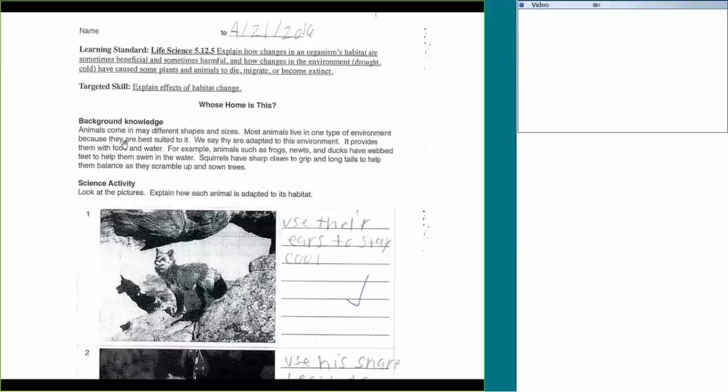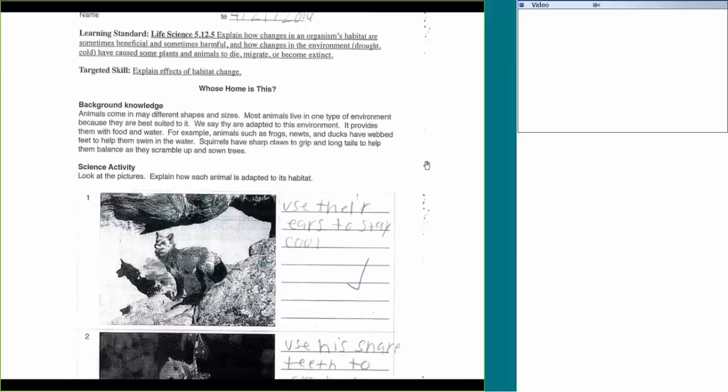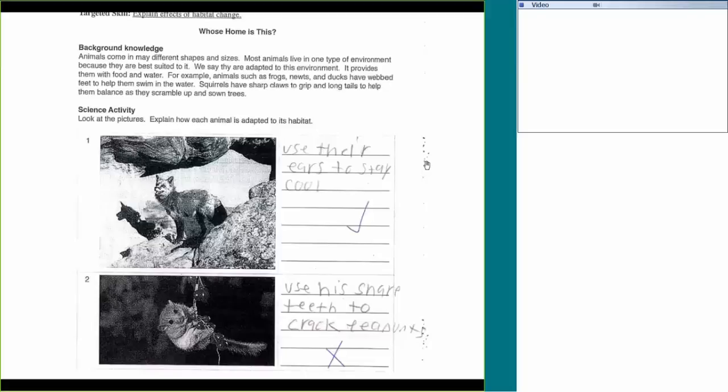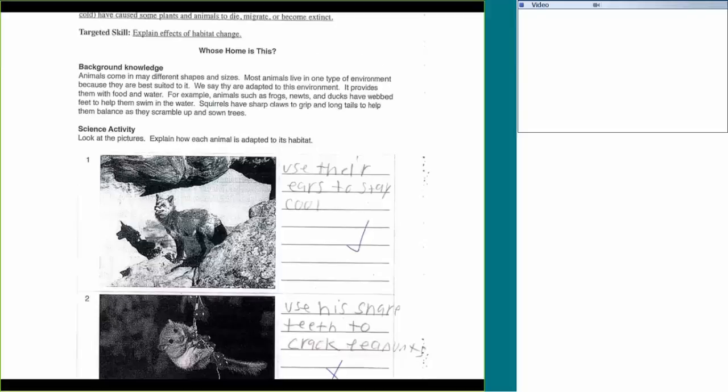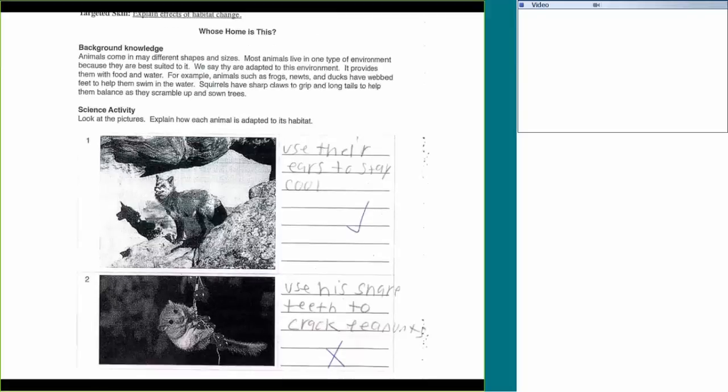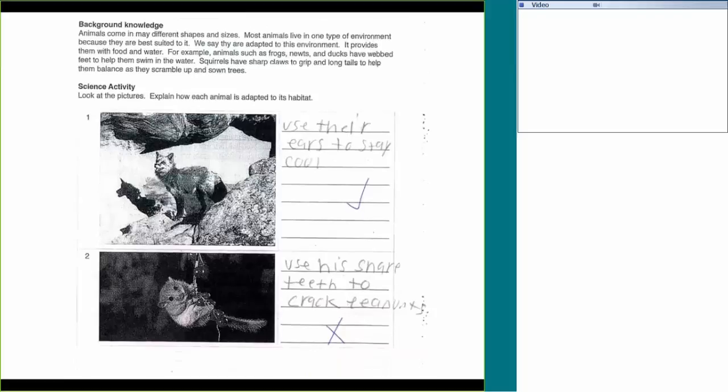Now, here's background knowledge. There was a short and adapted reading piece here. Science activity, look at the pictures, explain how each animal is adapted to its habitat. Targeted skill is explain the effects of habitat change. This is explaining how each animal is adapted. It doesn't match the activity to the targeted skill. That's correct. It doesn't match. It's not that this isn't good work. It doesn't match, is all.